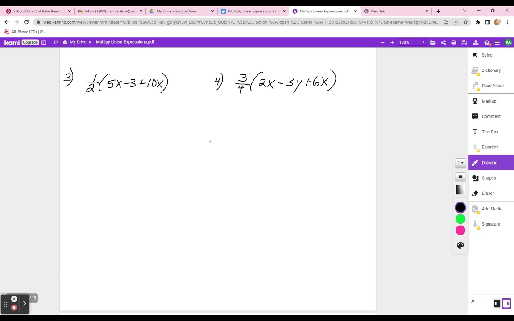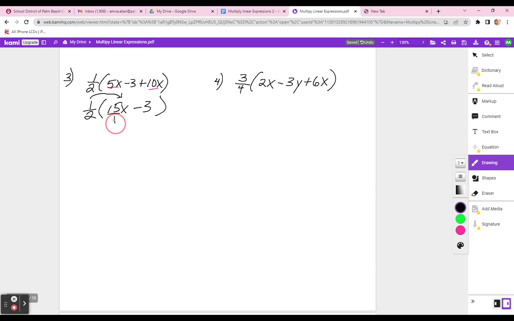Let's look inside again to see if there's anything we can combine. And in this case, we can combine 5x and 10x together. So that's what we're going to do. 5x and 10x, well, that's 15x minus 3. And now we can distribute 1/2 times 15, or you can look at it like this.